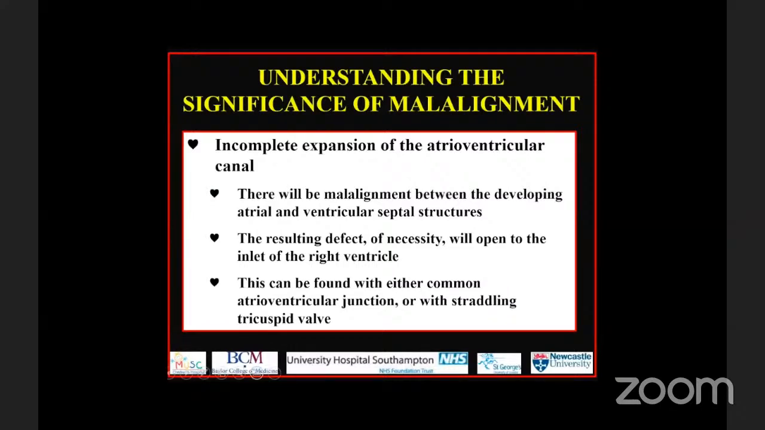So now let's look at what happens when we have incomplete expansion of the atrioventricular canal. Andrew is now going to show you this sequence, starting with common atrioventricular junction and then looking at straddling tricuspid valve.